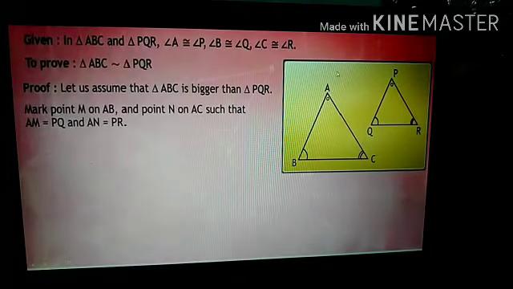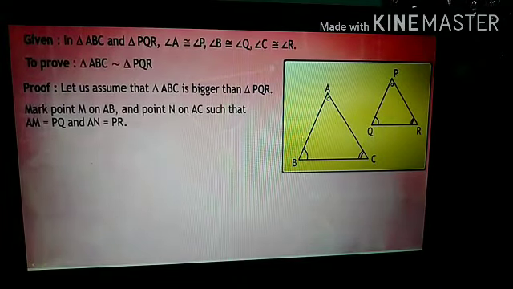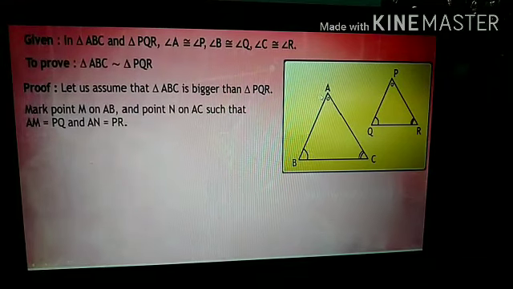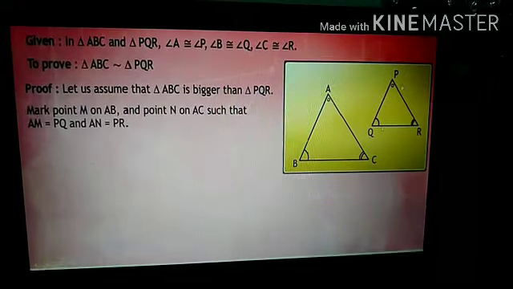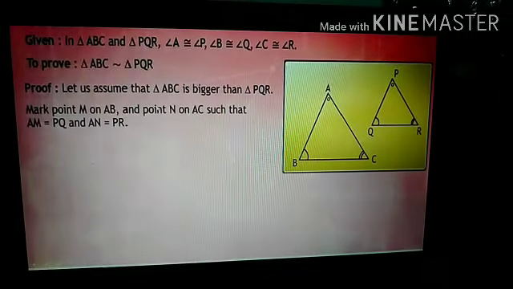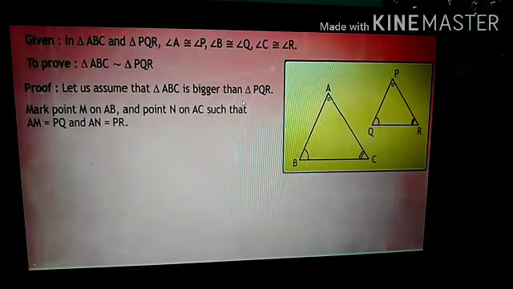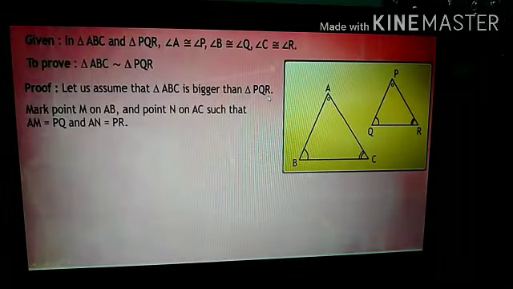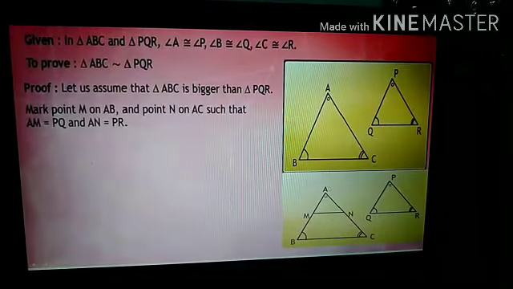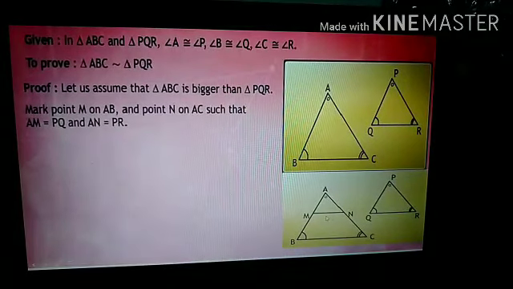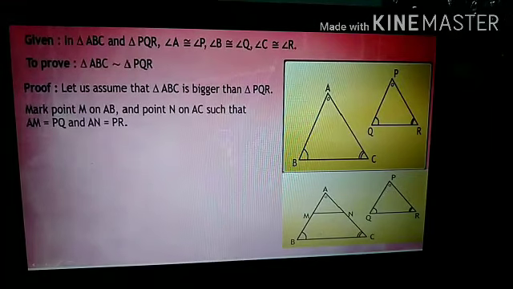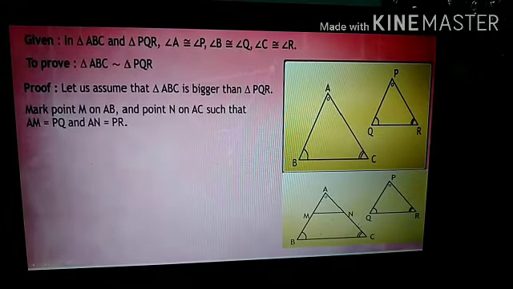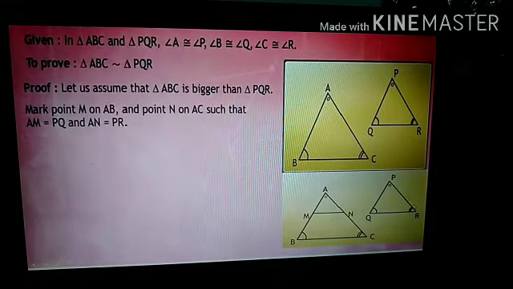As you look at the figures, we can see the size of both the triangles are different. Triangle ABC is bigger than triangle PQR. So let us assume that triangle ABC is bigger than triangle PQR. Now we are going to have a small construction. We are going to draw line MN in such a way that length AM is equal to length PQ, length AN is equal to length PR.